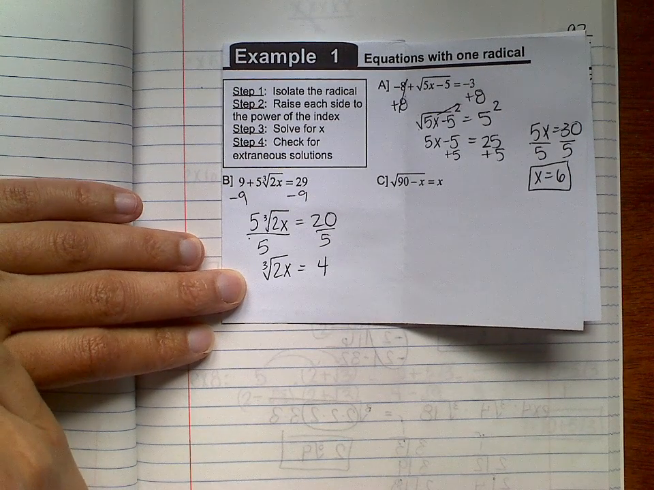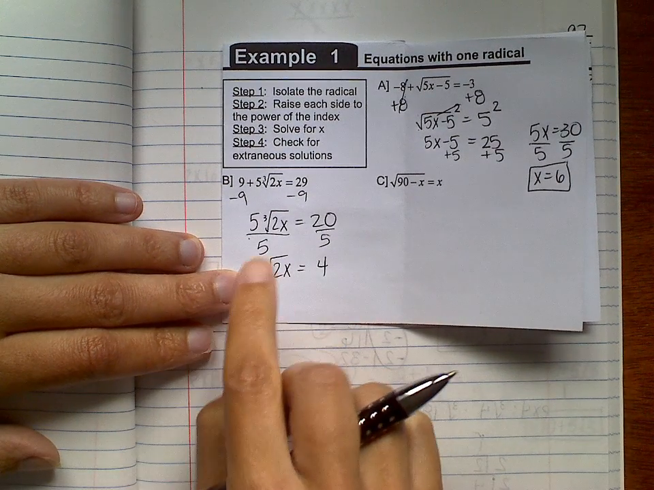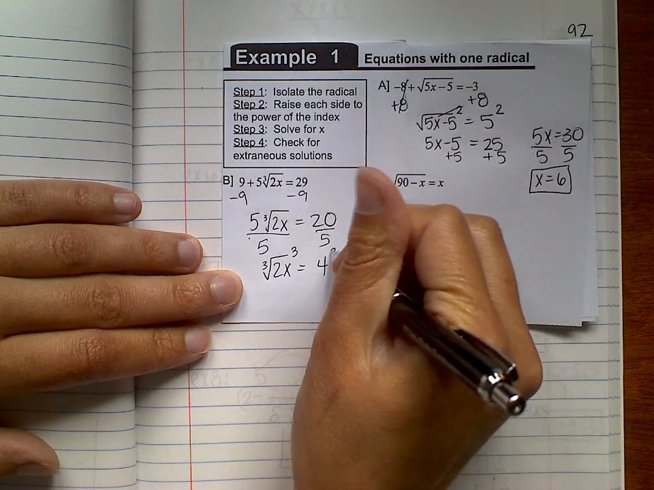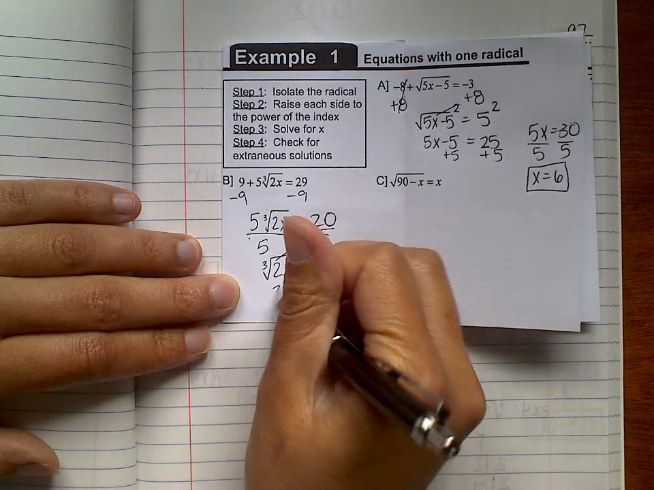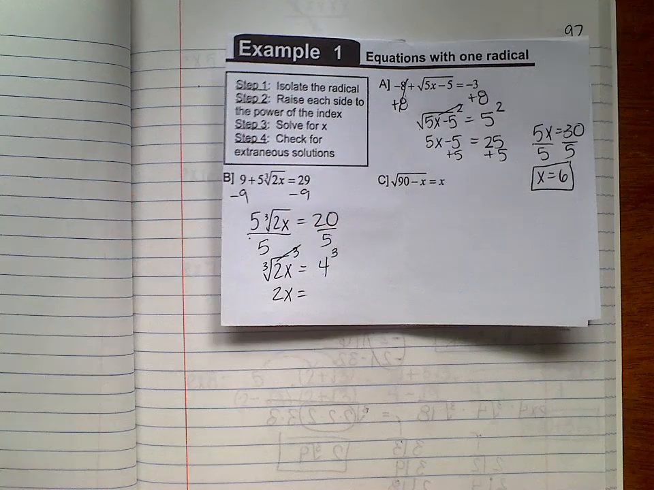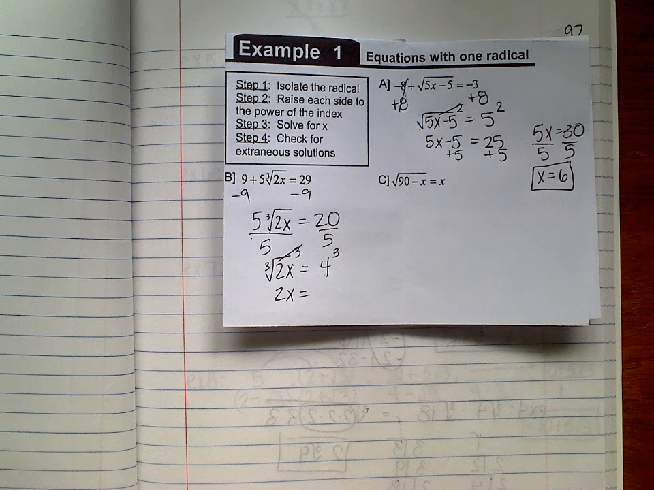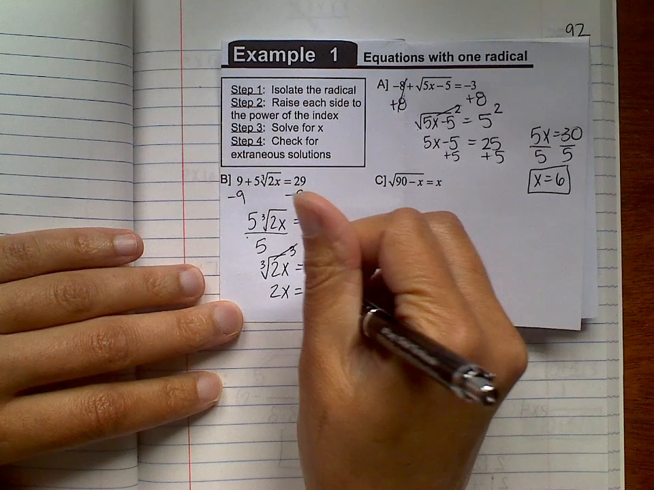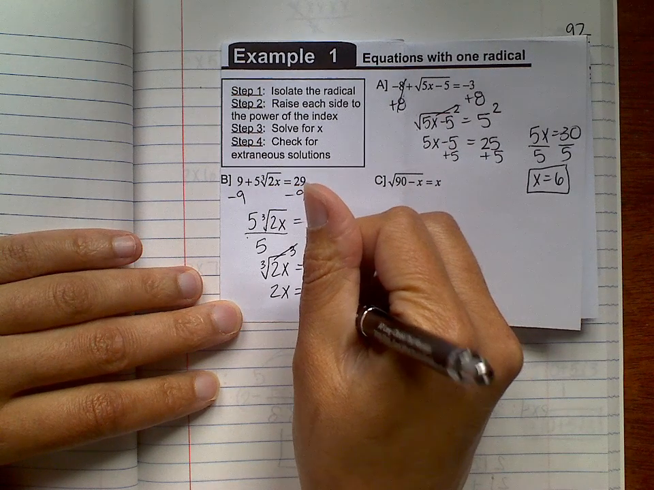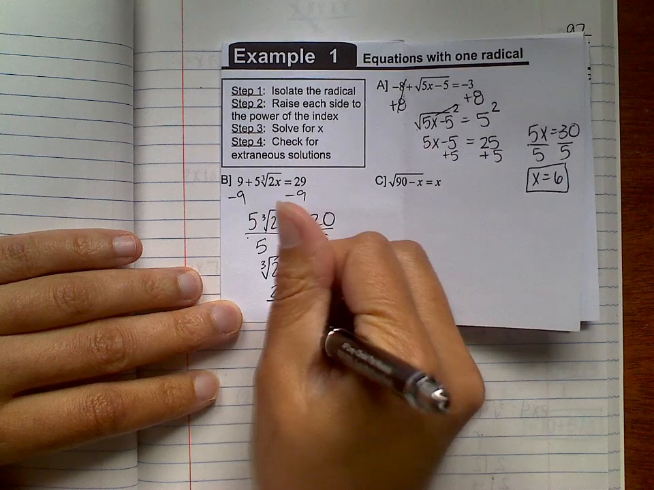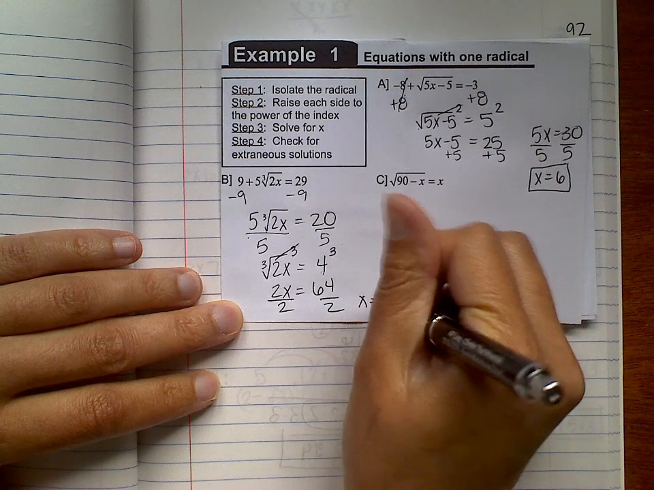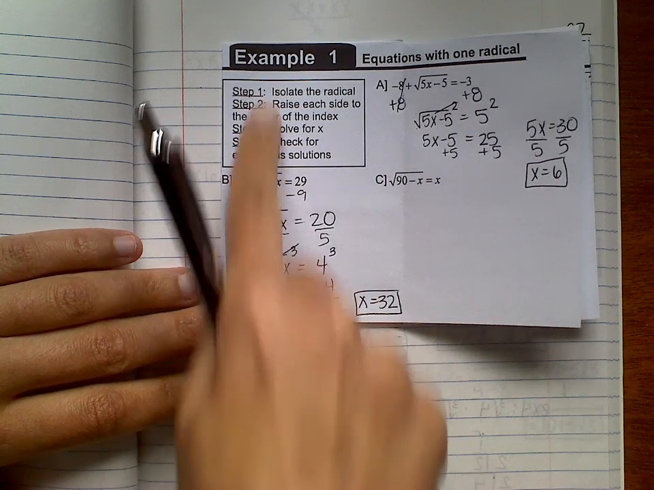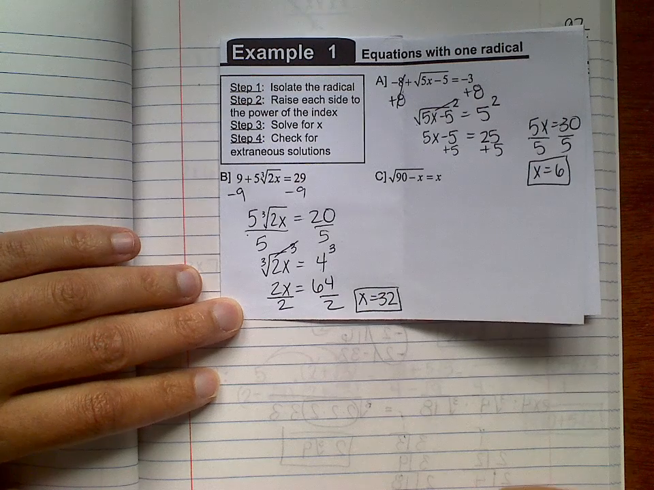And now I have to deal with the root, and this is being cube rooted. So to undo a cube root, we cube it. So they cancel each other out, and you get 2x equals 4 to the third, but I need to do 4 to the third because then I'm going to have to divide that by 2. So 4 times 4 is 16, times another 4 is 64. Oh my word. Divide by 2. So x is 32. You might notice that in the steps over here there's something we're skipping, and we'll come back to it.